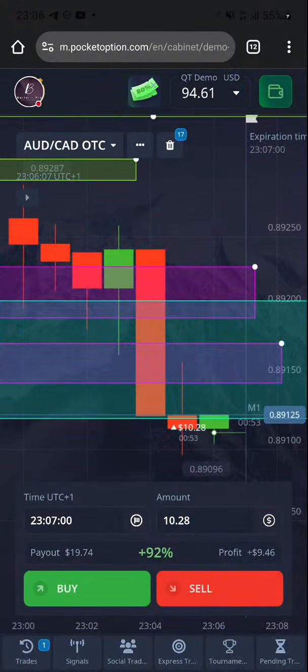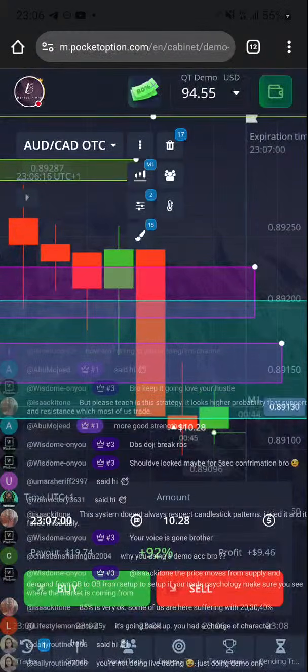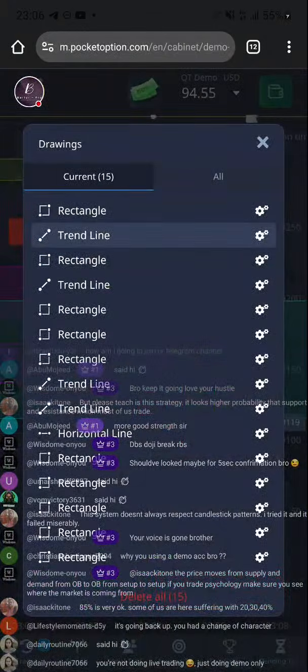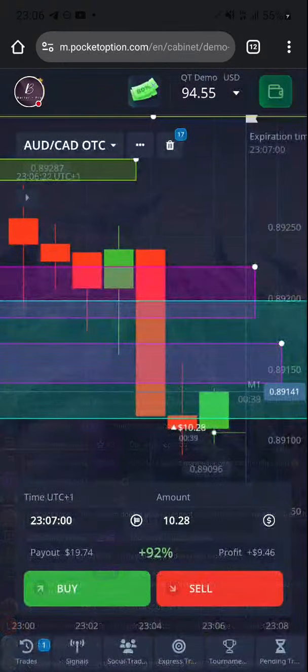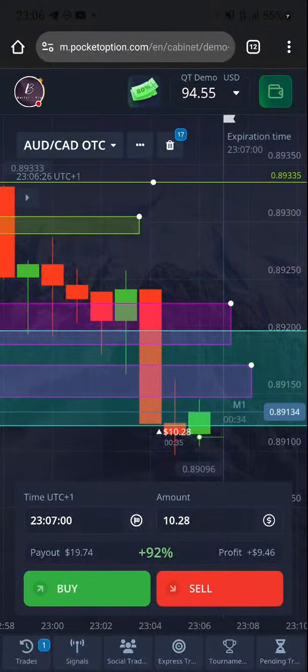We'll still go with the buyers one more time, because now we have this inverted hammerhead candle I told you about. Anytime you have it in a critical area, you are not doing live trading. Yes, you're very correct. I'm demonstrating my strategies to everybody with the demo account.